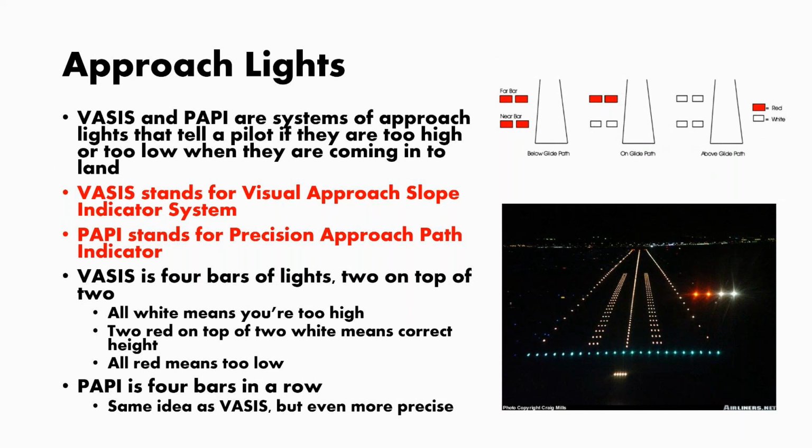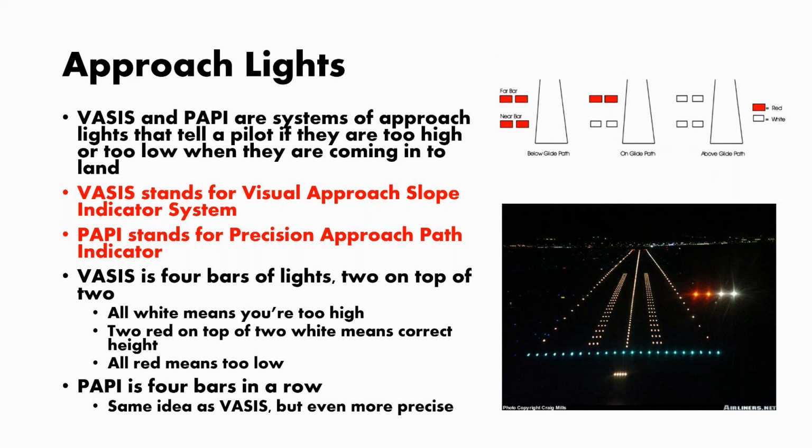And so the VASIS system is the top picture there, where you have 4 bars of lights, 2 on top of 2, right? So you look in the little diagram on the top there. When you're coming into land and you see this system, if all of the lights are white, that means you're too high. If 2 of them are red and 2 of them are white, that means you're coming in at the correct glide path, the correct height. And if all of them are red, that means you're too low coming into land.